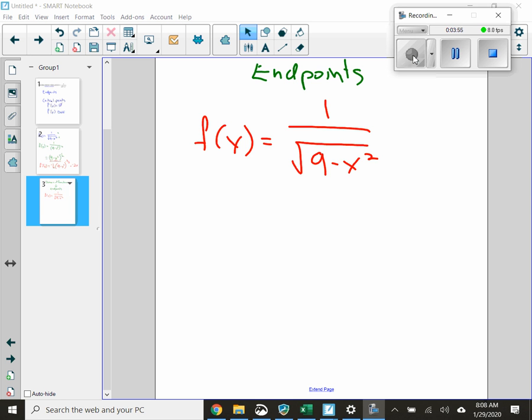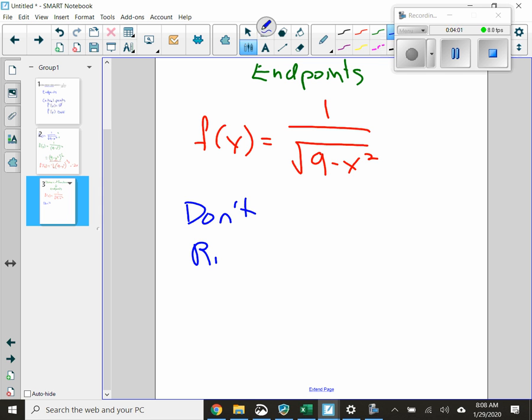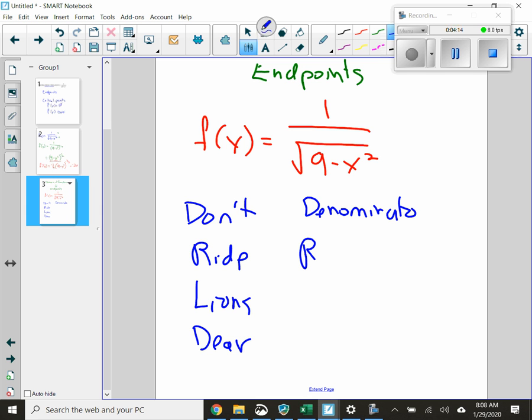So here's my function again, and I'm going to go through the checklist, which reminds me that I have to check the denominator, any radical signs with an even index, logarithms, and whether the domain is defined. So I know that the domain isn't defined because it doesn't say anything about it there, so that one's crossed off. But let's start at the top, actually.